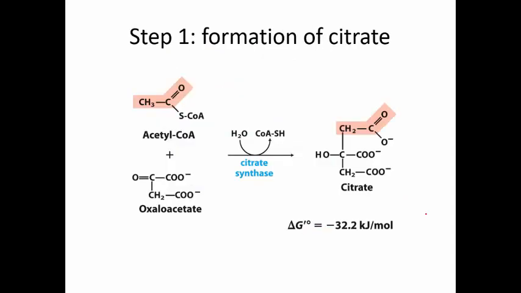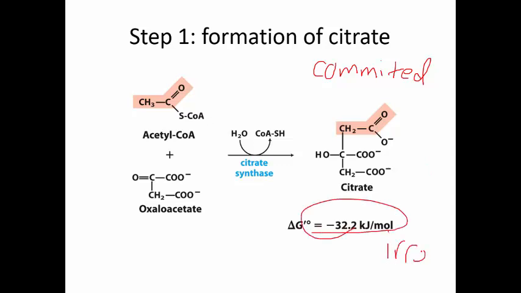All right, so step 1 is formation of citrate. This is essentially the committed step. Once we're in here, we're going to go through the citric acid cycle. There's actually a lot of other things acetyl-CoA can do, but once it's been put onto oxaloacetate to make citrate, we're committed to going through the TCA cycle. So making sense with that, this is an irreversible reaction and done by citrate synthase. Again, I'm not going to ask you to know the names, but some people find it helpful, right?